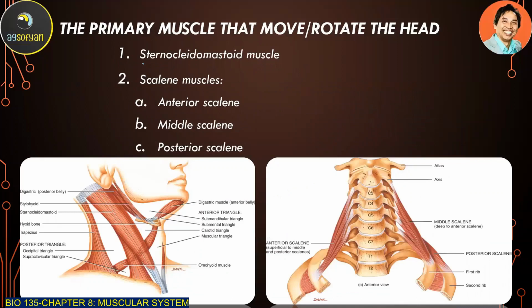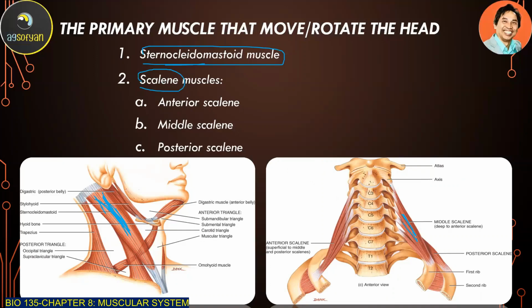Now this is important over here, the sternocleidomastoid muscle. This is the big muscle on the neck that moves our head. So the movement of the head is possible because of this sternocleidomastoid muscle. There are also some muscles that help that movement and stabilize it. It's called the scalene muscle.